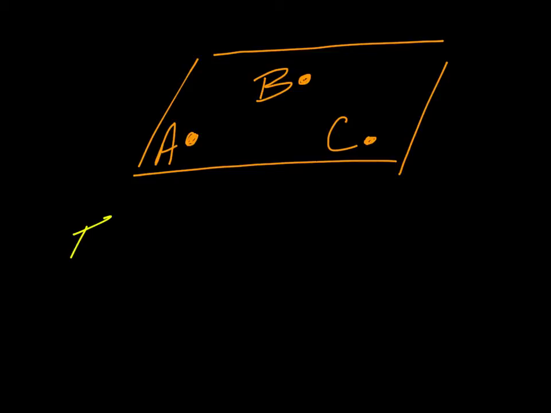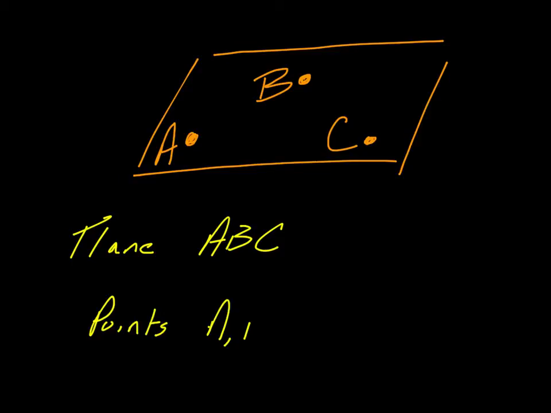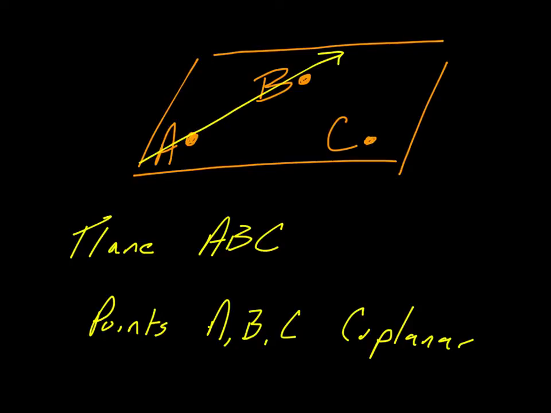So here we have an example of a plane, and it's just that flat surface where the points A, B, and C are located. Now we're going to name planes with at least 3 letters. So this could be plane ABC, which is comprised of points A, B, and C. Being that they are on the same plane, we can say that A, B, and C are all coplanar.